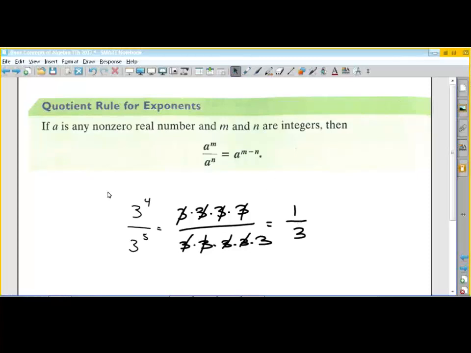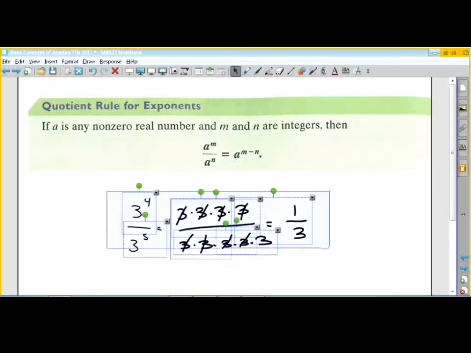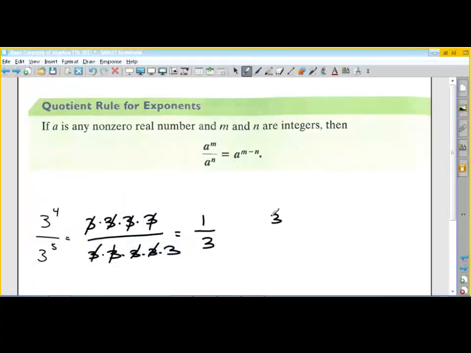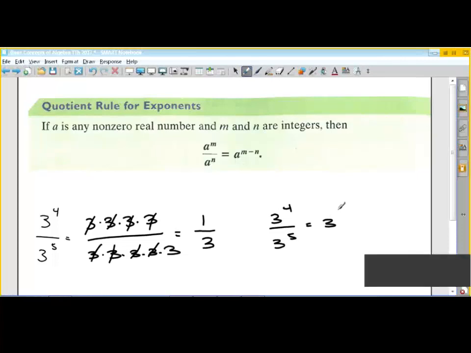What does this rule do for us? Well, we have one additional rule here that will relate these two. Instead of writing it out in its simplest form, we use the rule which says we still have the same base, that doesn't change, and we take the exponent in the numerator and subtract the exponent in the denominator, and we end up with 3 to the minus 1 power.